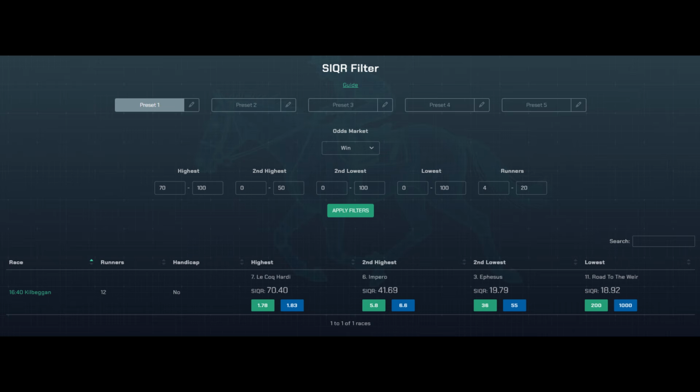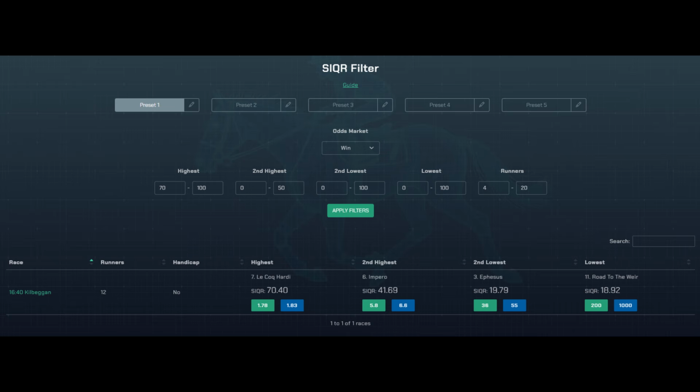The same applies to handicap races. Some people love them, some people avoid them completely. Personally, I think it's worth understanding what type of race you're dealing with before deciding whether it's suitable for your strategy. The beauty of Sports IQ rated filter is that it doesn't force an opinion on you, it simply allows you to ask questions.